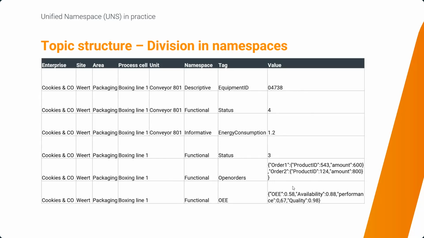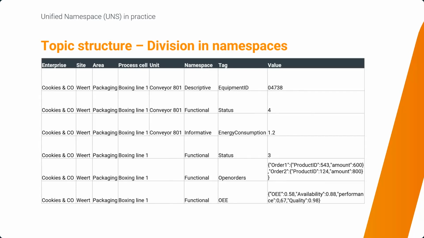Again, this is just an example, and it looks like an example in this slide, but this is an actual customer setup that we have seen in the past years and that we have been working on together with our customers, where we use the different types of namespaces and we give them names like previously shown: descriptive, functional, informative, and ad hoc. Ad hoc is often used as a folder where we can put in raw data. So let's say that's the data coming from the PLC directly.